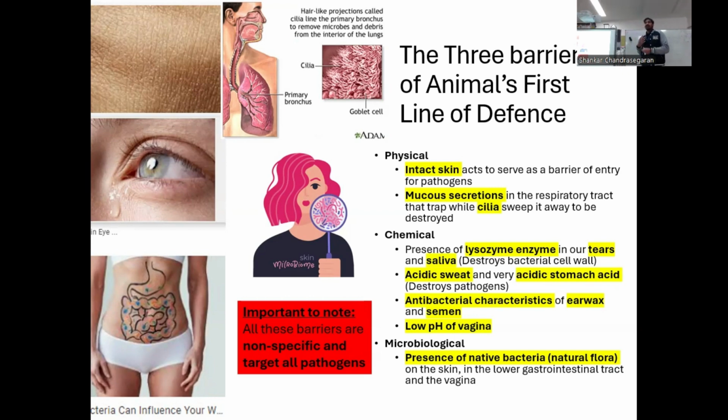Sorry, pathogens are immediately entering into your body, and that can eventually lead to them causing you to have a disease as well. Right? The second physical barrier is the mucus secretions in your respiratory tract that trap pathogens, while cilia sweep it away to be destroyed in your throat.